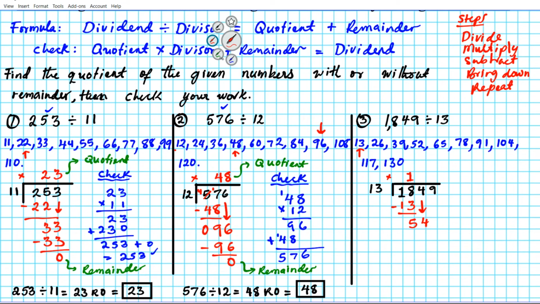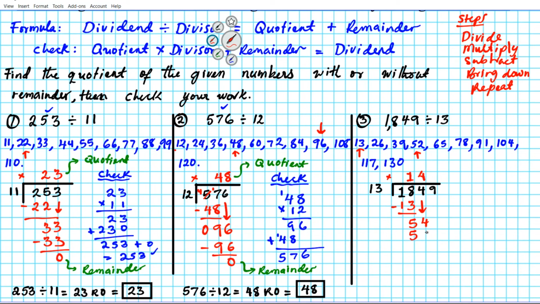So we're going to look for the biggest multiple of 13 that is smaller than 54. Do you see what it is? It's 52. All right, so 13 times 1, 2, 3, 4. So 13 can go into 54 a maximum of 4 times. And of course, there's going to be a remainder since we don't have a match. 4 times 13 is 52.